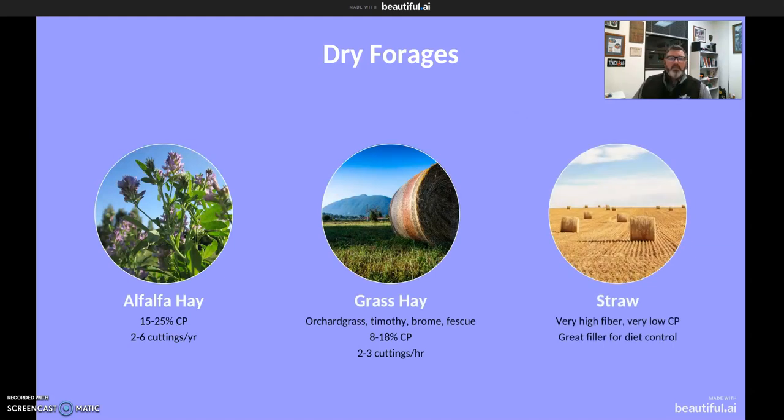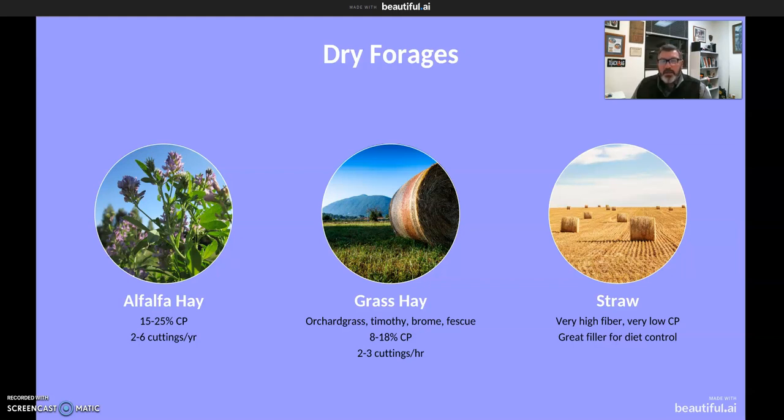So let's talk a little bit more specifically about dry forages. And 3 of them that kind of come to the surface right away is alfalfa hay, grass hay, and straw. So alfalfa hay, of course, from a dry baled hay perspective, is probably going to carry somewhere between 15 and 25% crude protein. Now, that's a very, very wide range, and that is all related to at what stage that you mow it down and make hay out of it.